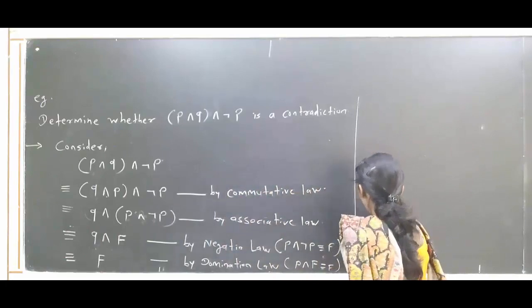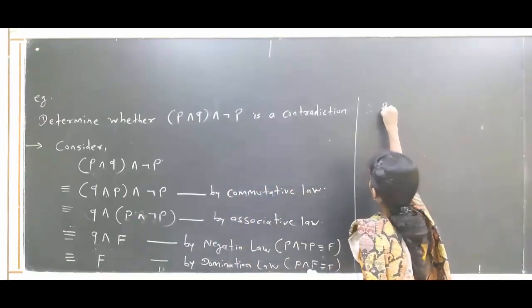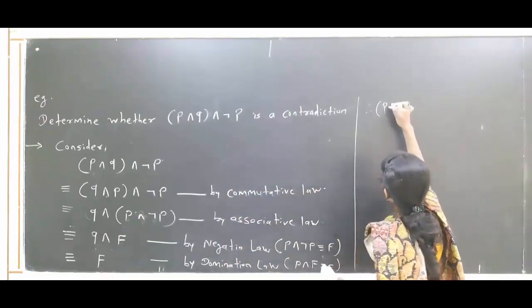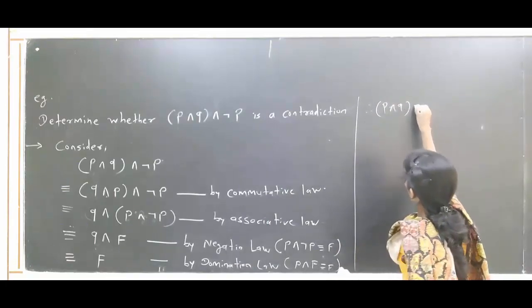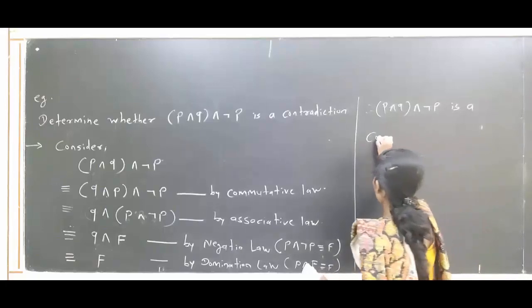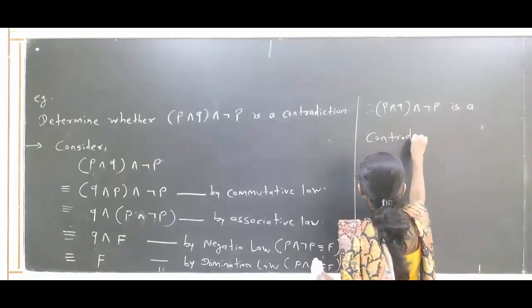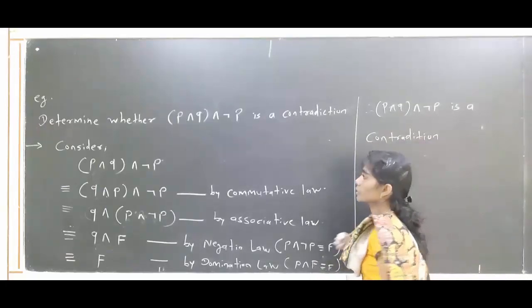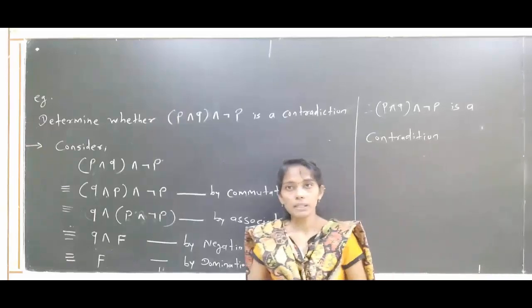So write down, therefore P and Q and negation P is a contradiction. Get it, this example? Okay.